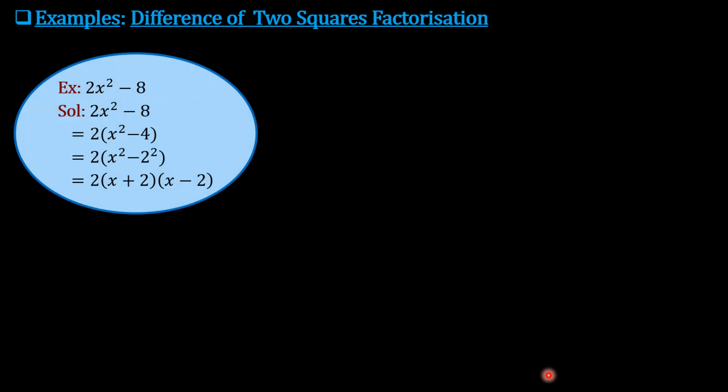Examples: difference of two squares. We have some more examples here. So 2x square minus 8, basically we have to take a 2 as a common factor out, so that this becomes x square minus 4 after taking 2 as a common factor. So x square minus 4 means we can write down x square minus 2 square, which is x plus 2 times x minus 2.